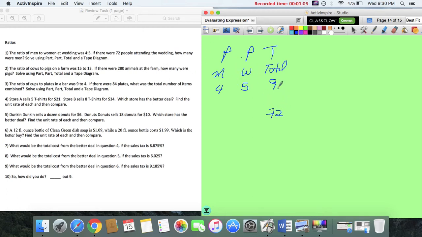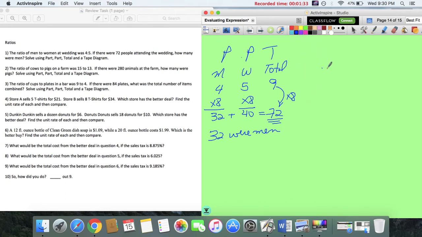The 9 increased by a factor of 8. So everything is going to be times 8. Times 8, so I get 32. I get 40. And if you look sideways, 32 plus 40 does equal a total of 72. So out of the 72 people that attended, what are we looking for? Men. 32 were men. Okay.